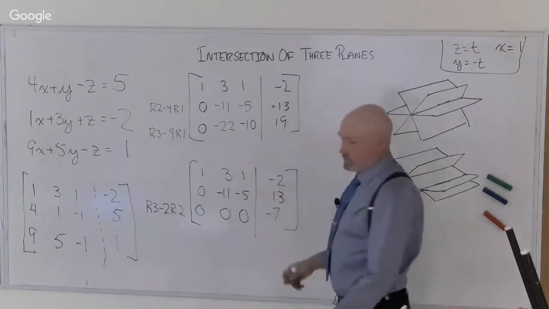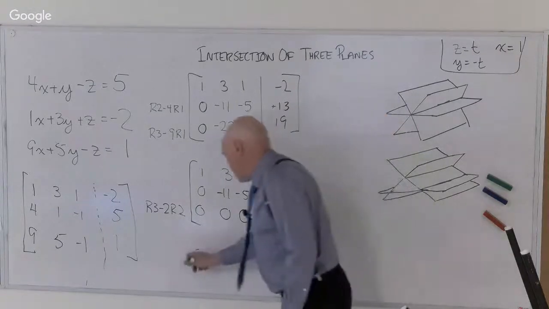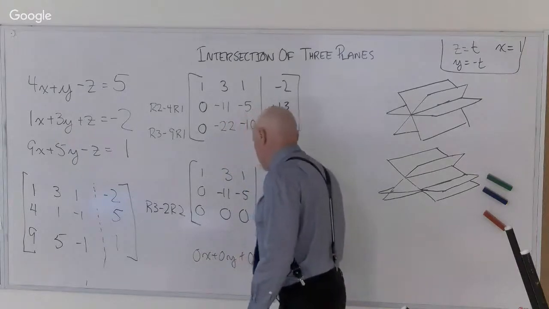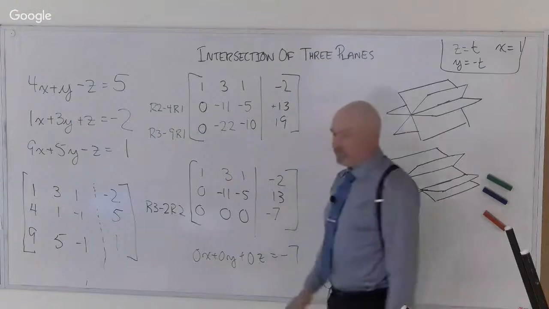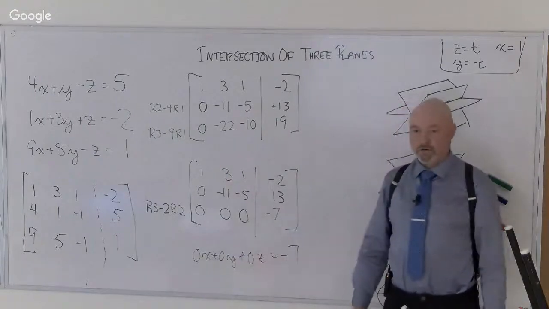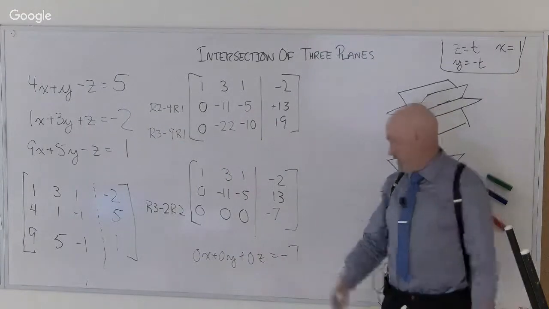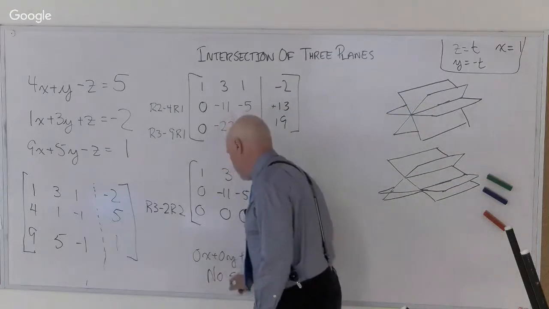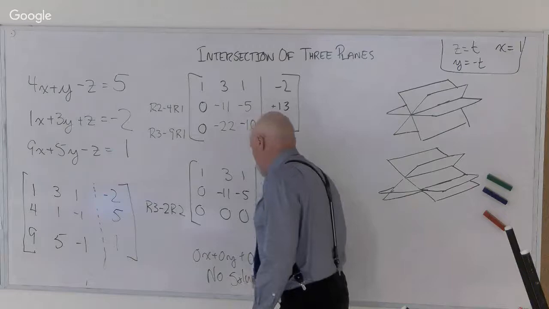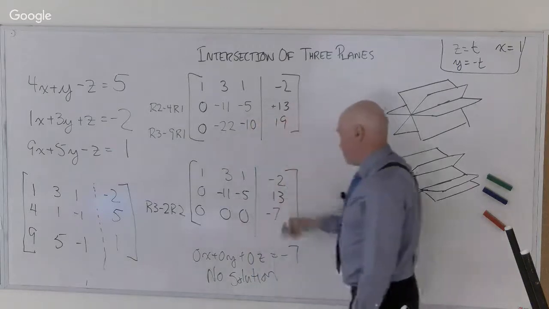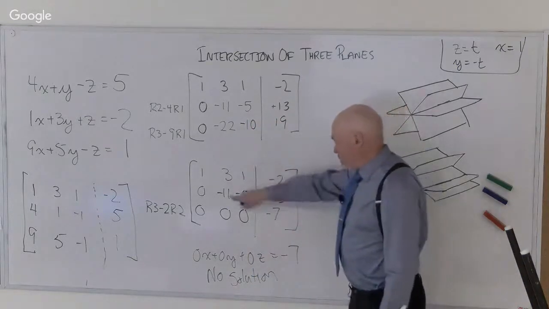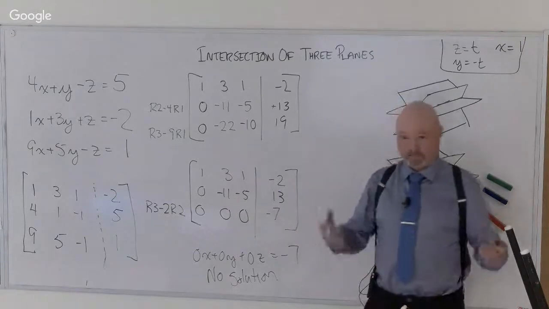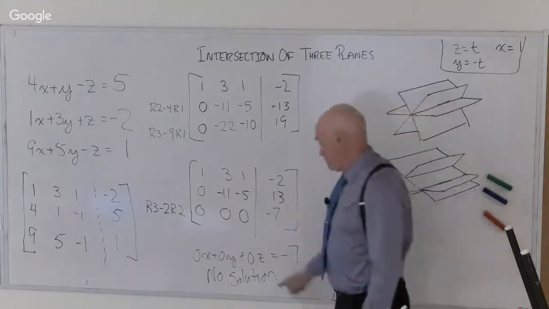Okay, so this is where we pause and we go, oh my goodness, 0x plus 0y plus 0z is equal to -7. What value of x, y, and z makes this true? There isn't one. That's right. There's no such thing. This has no solution then. Okay. Really, what I found out here was that two of the planes are intersecting in a line, but the third plane doesn't intersect that line anywhere.